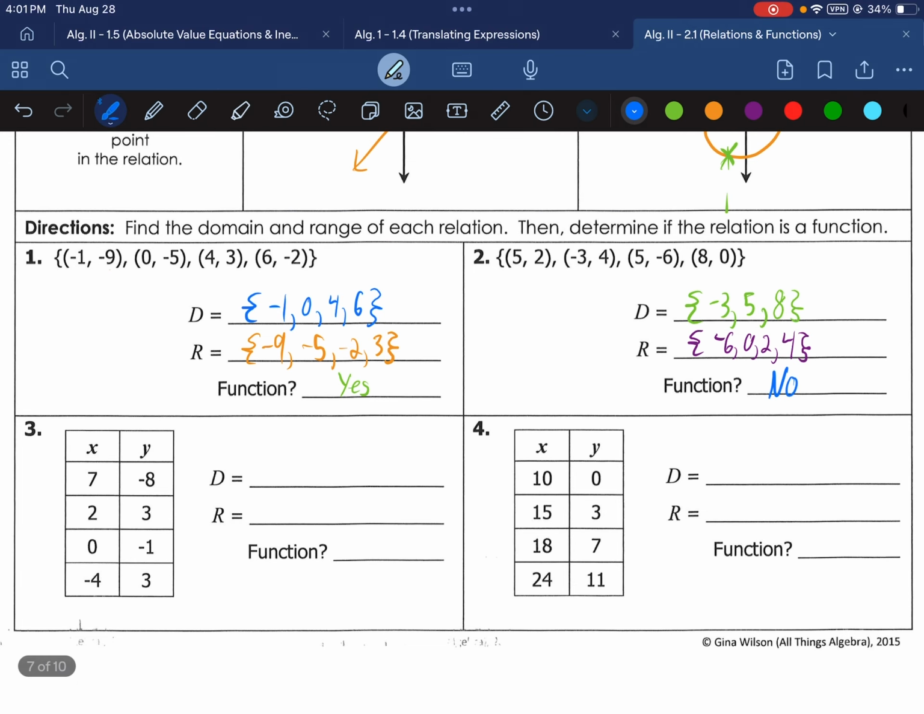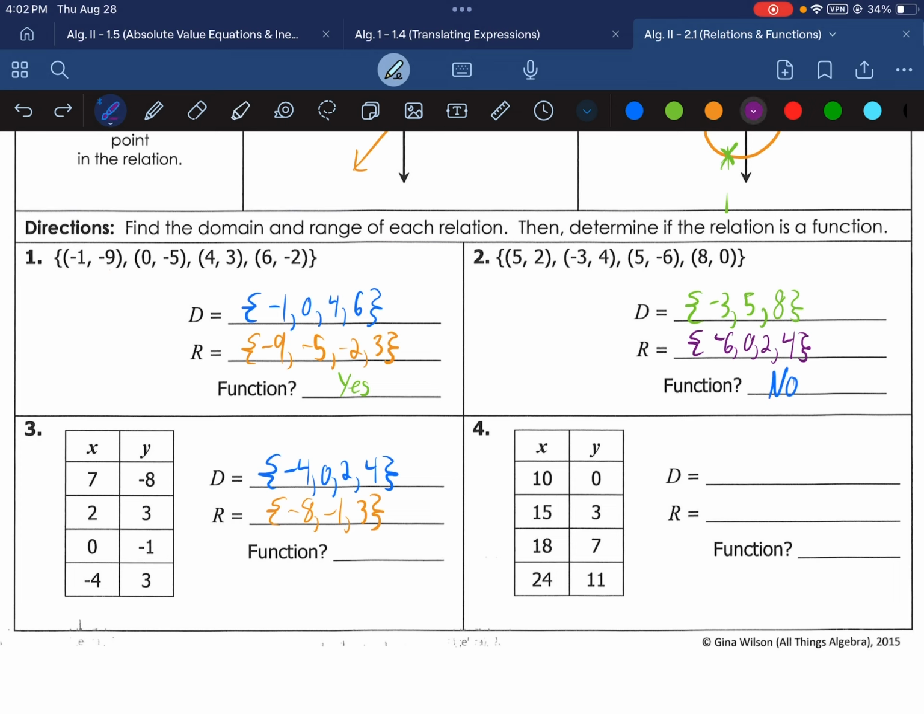Number 3 here, it's the same idea, but now it's listed in a table this time, okay? So this was the collection of points, the array of points, and this is a table where 7, -8 would be an ordered pair, 2, 3 would be another ordered pair, and so on and so forth down the table. So doing the domain, least to greatest would be -4, 0, 2, and 4. The range, least to greatest, would be -8, -1, 3. Because those 3's repeat, you only write it one time.